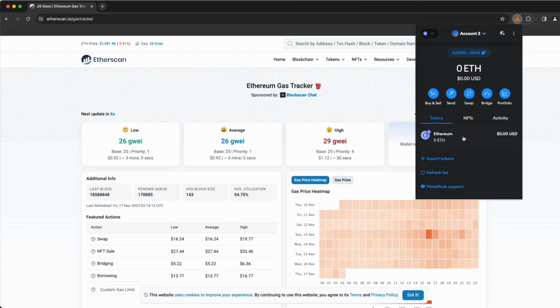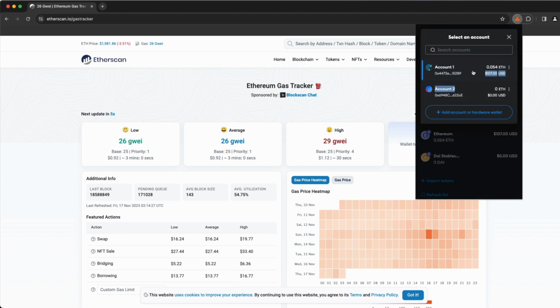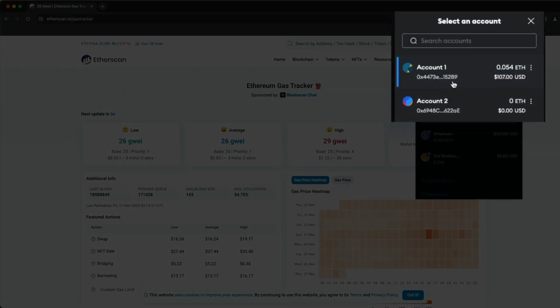So now we have account 2 that has nothing in it, and we have account 1 that has our funds in it. What I'm going to do is send some Ether from one of my addresses to another address. Here you can see my address ends in 152B9. If I go to my second address, actually this is easier, you can see them side by side. The first address ends in B9 and the second address ends in AE.